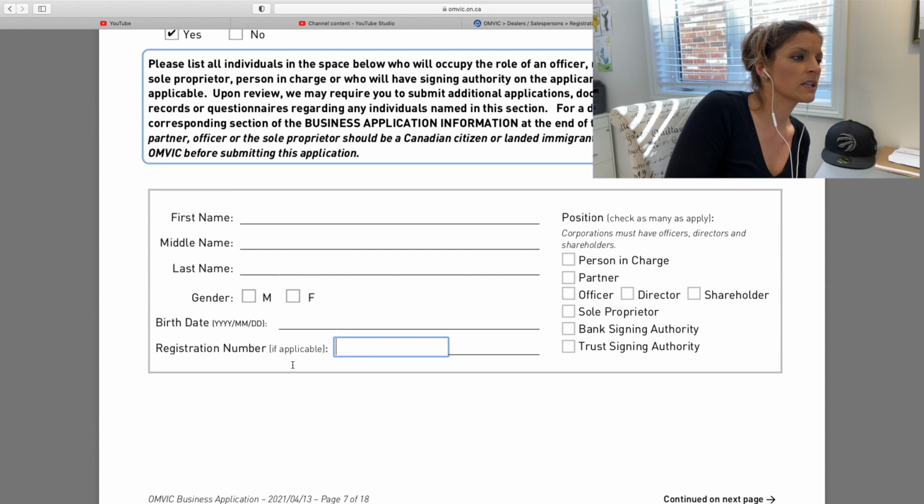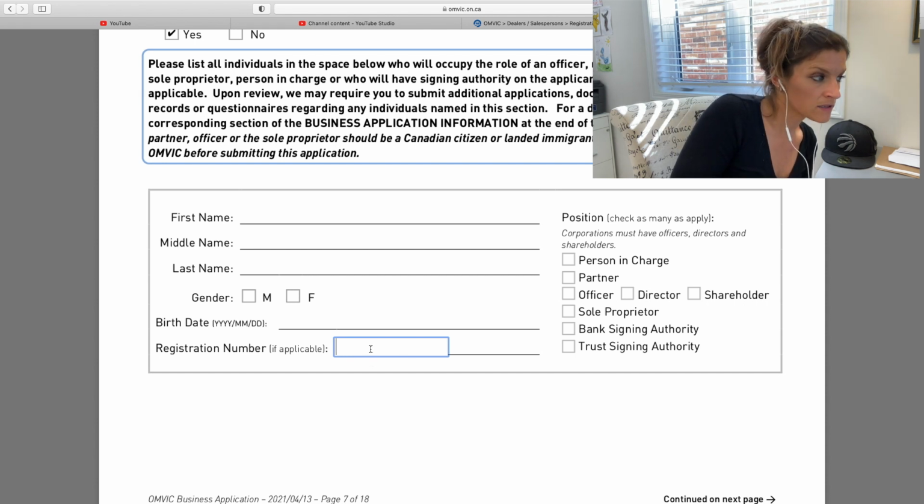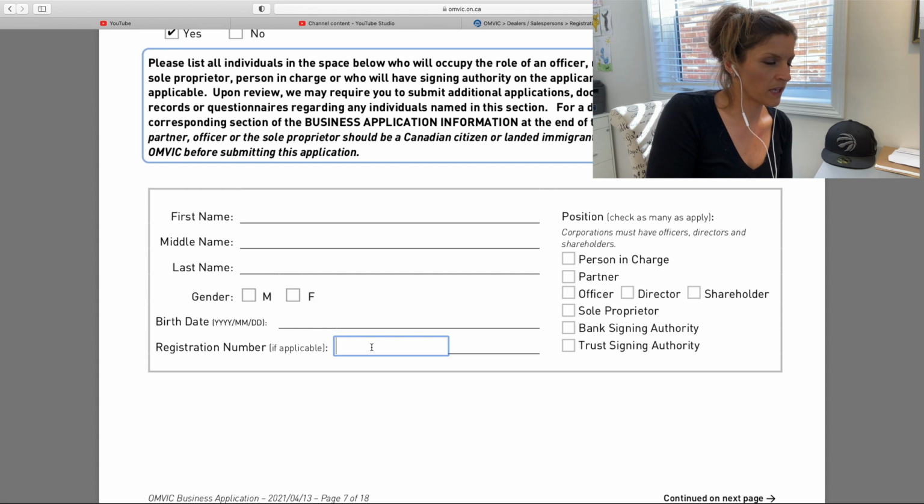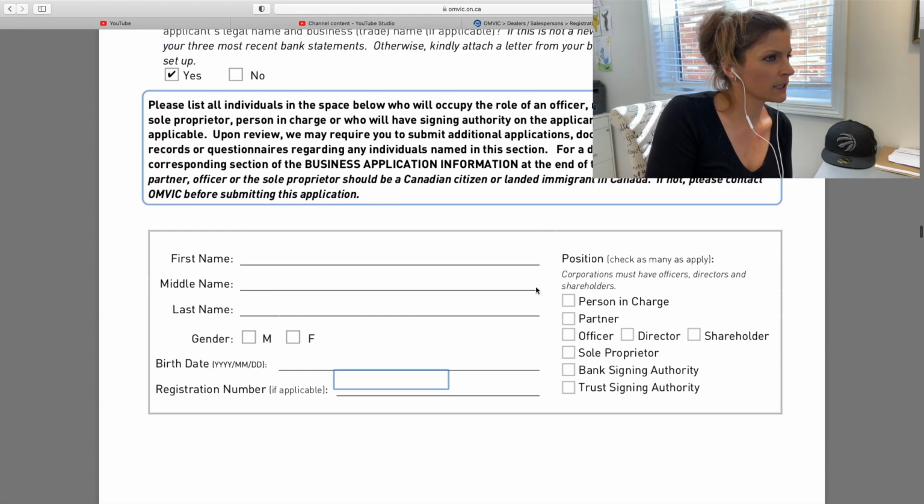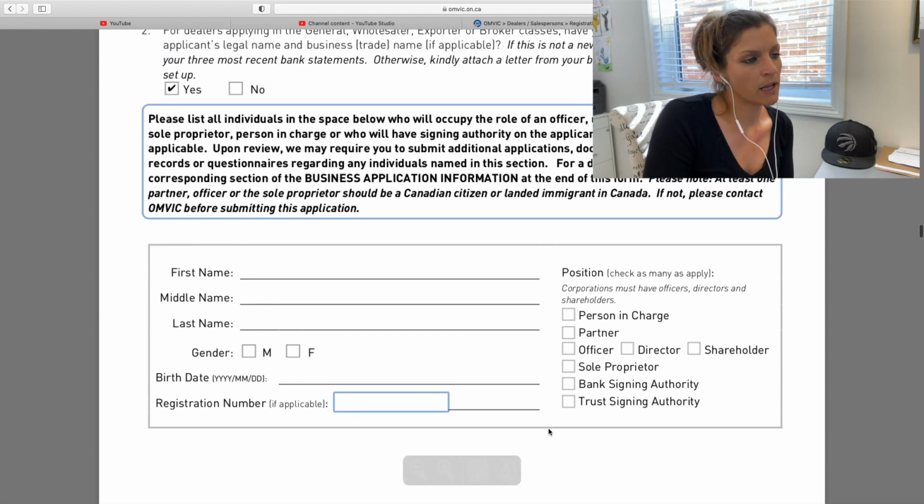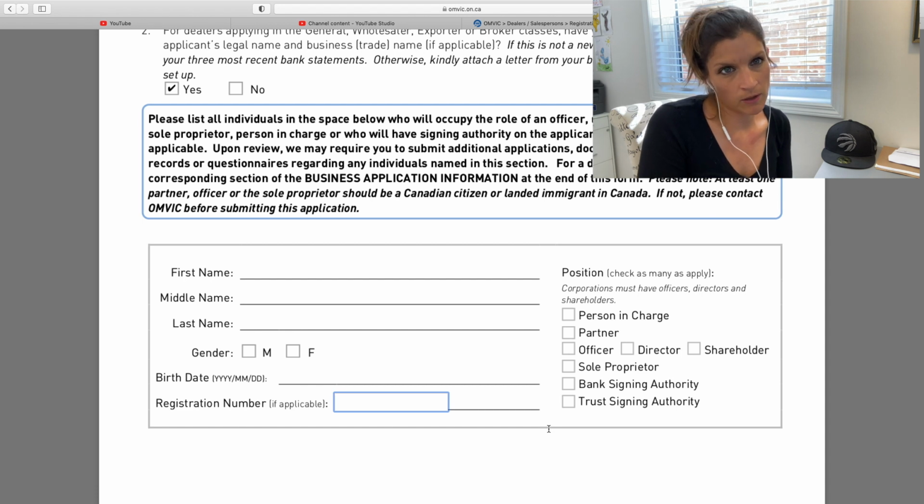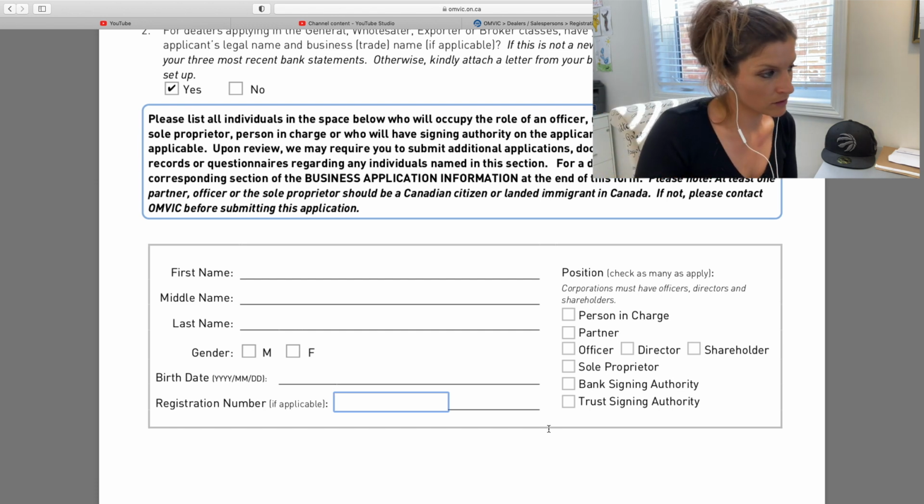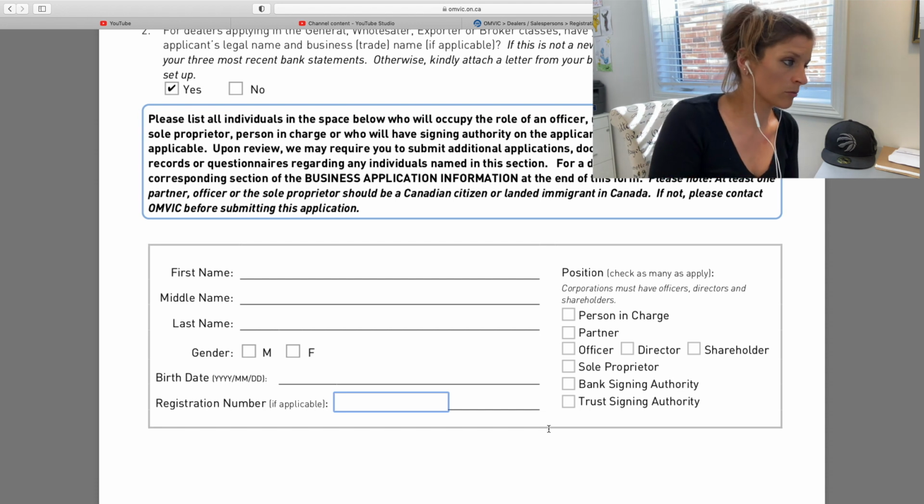Registration number, so you would get that because all of these people, well, let's not get ahead of ourselves here, but all these people will have to complete an individual application for us. So they do also have to register with OMVIC if they are in fact selling cars and they're going to be part of buying, selling, advertising. So they'll have to be registered with OMVIC, just so you know.